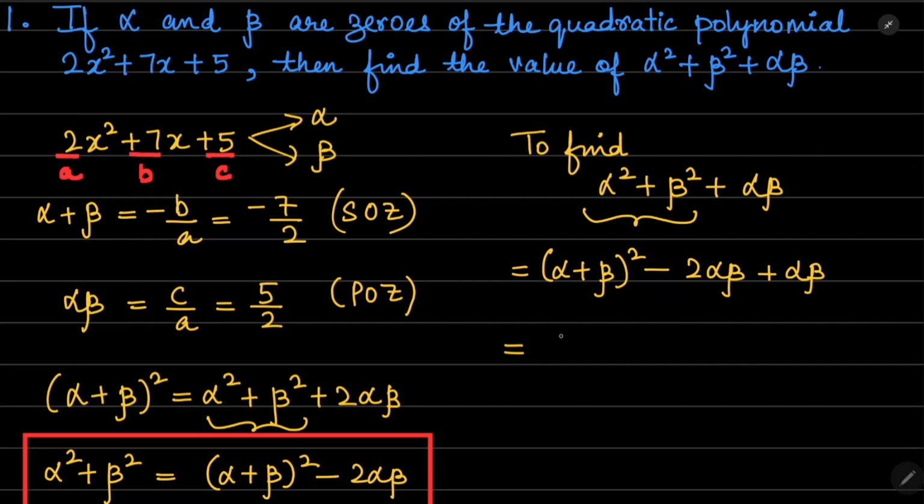Now what is alpha plus beta value? Alpha plus beta is minus 7 by 2. So minus 7 by 2 whole square. Again, what is minus 2 alpha beta plus alpha beta? It is minus alpha beta. So minus, what is alpha beta value? Let me write it here, minus alpha beta. So 7 square is 49 by 4 minus alpha beta is 5 by 2.